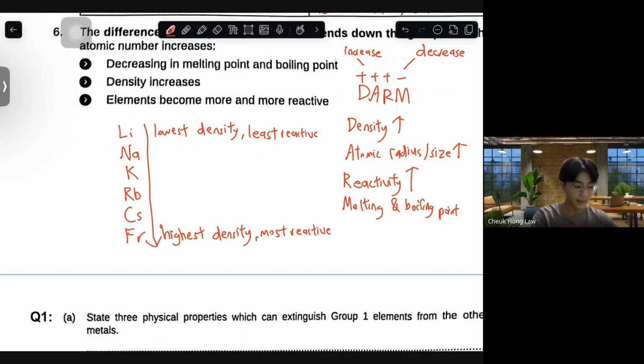Okay, so now we're at the last letter M, which is melting and boiling point, and minus means decrease. So down the group, the melting and boiling point of the elements will decrease, meaning that lithium will have the highest melting point and boiling point, and francium will have the lowest melting point and boiling point.